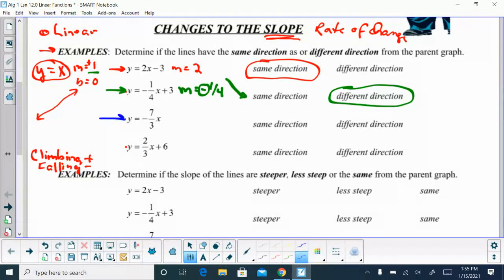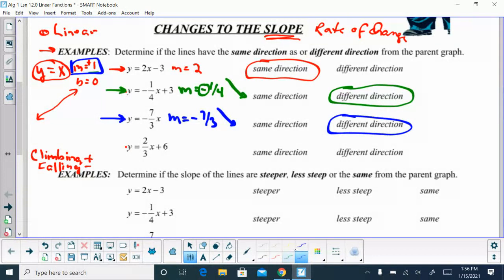Working on this equation, y equals a negative 7/3 x. Right, so we have a negative slope. That means it's falling down. So compared to my parent function, they are moving in different directions.